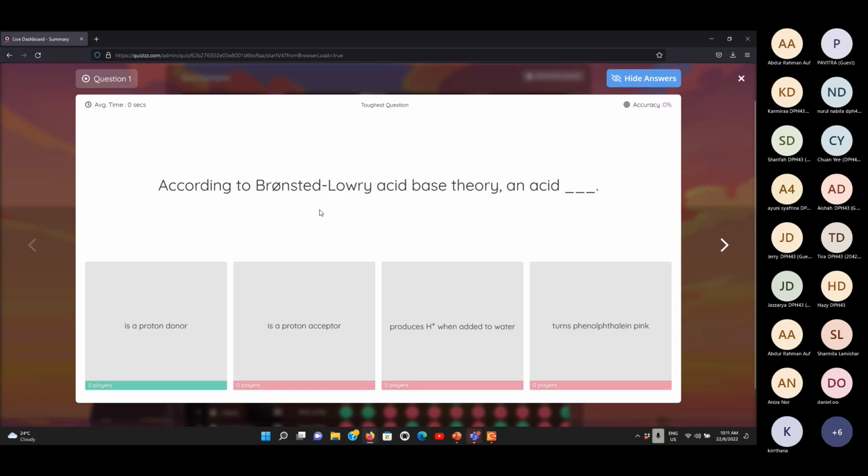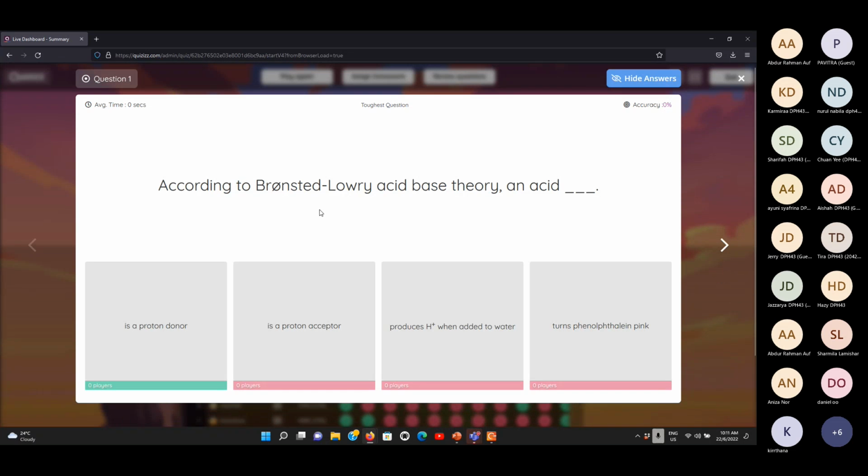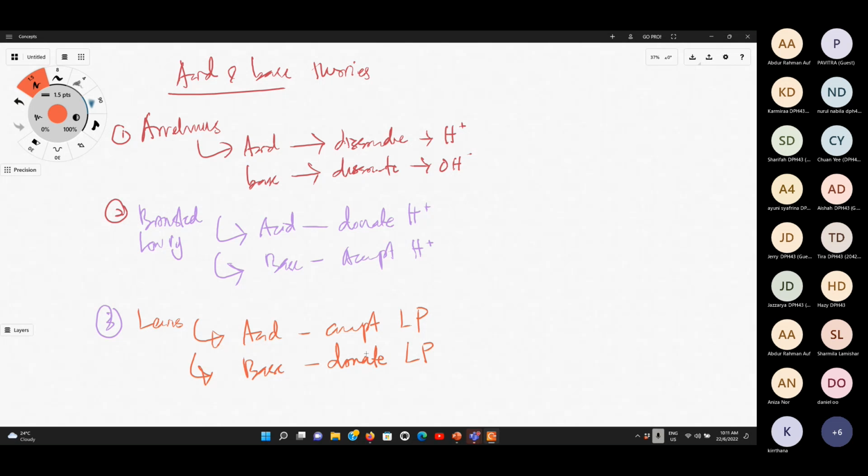Okay, so soalan nombor 1. According to Bronsted and Lowry acid-base theory, an acid adalah apa? So jawapannya adalah a proton donor, sesuatu bahan yang menderma proton. So that's why saya tulis kat sini. Bronsted acid, they donate H+ ion.